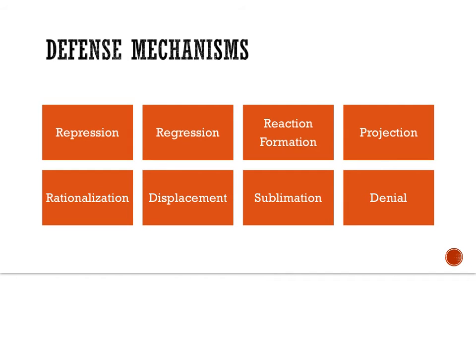So maybe you get sick and all you want is your mom. You just want your mom to cuddle with you, lay in bed with you, or you have a little blankie and you just kind of regress. You're reverting back. Reaction formation is where you take a feeling and you flip it to the opposite feeling.